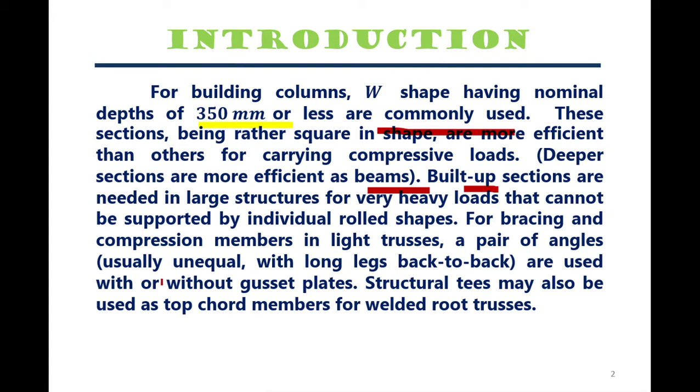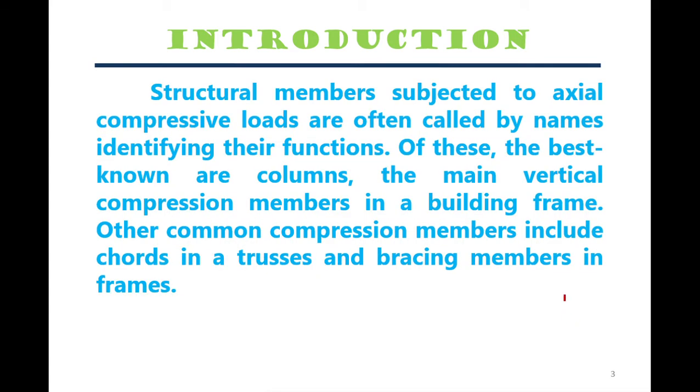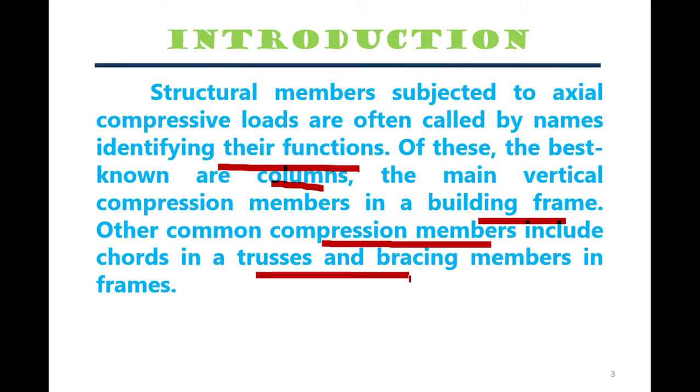A pair of angles, usually unequal with long legs back-to-back ang ginagamit, are used with or without the gusset plates. Structural tees may also be used as top chord members for welded roof trusses. Structural members subjected to axial compressive loads are often called by names. We have to identify their functions. The best known are columns, the main vertical compression members in a building frame. Other common compression members include chords and truss bracing members in frames.